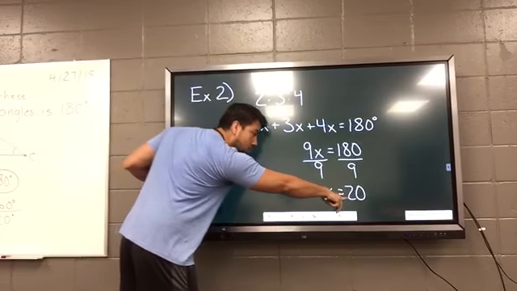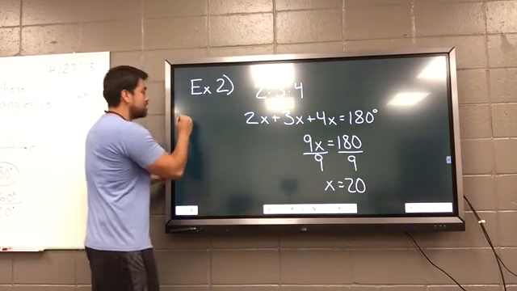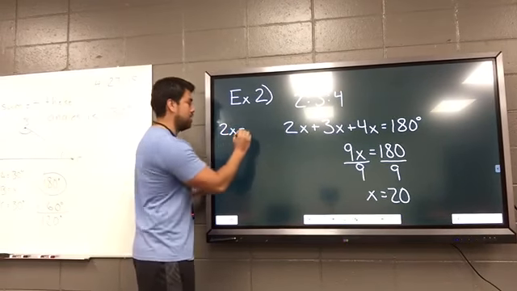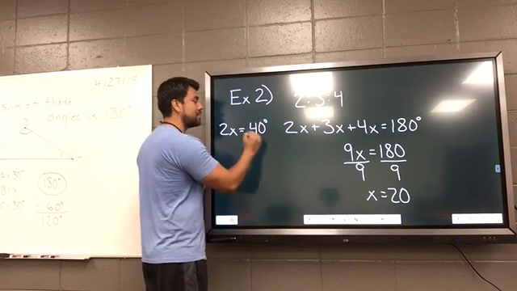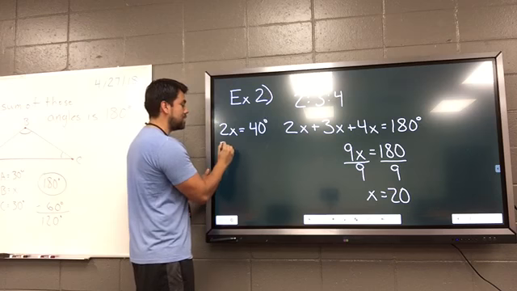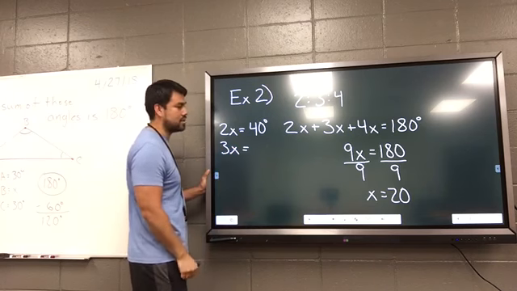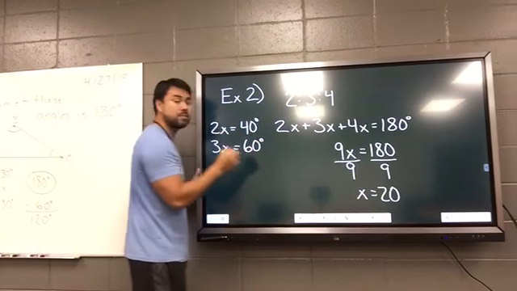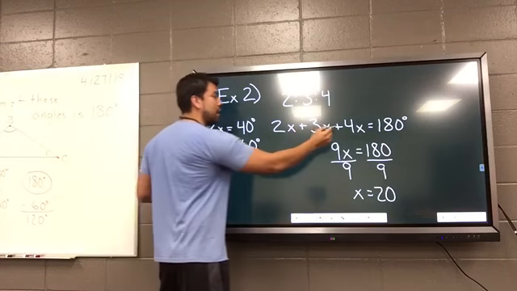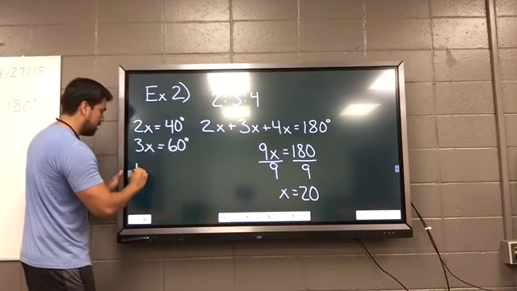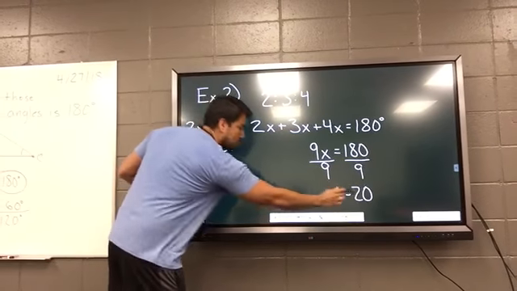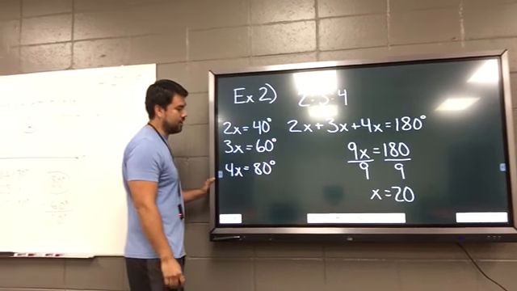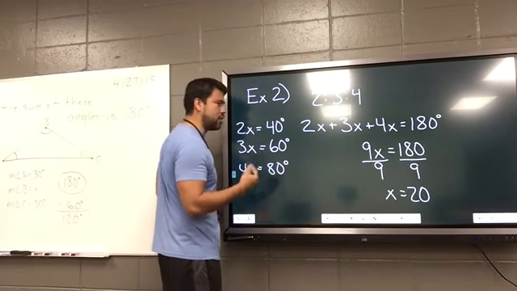So is x one of the angles? No. But 2x was one of the angles. What's 2 times 20? 40 degrees. That is my first angle right there. My second angle is 3x. What's 3 times 20? 60 degrees. That's my second angle. And my third angle was 4x. So what's 4 times 20? 80 degrees. Okay? You're like, okay, are you really sure about that?